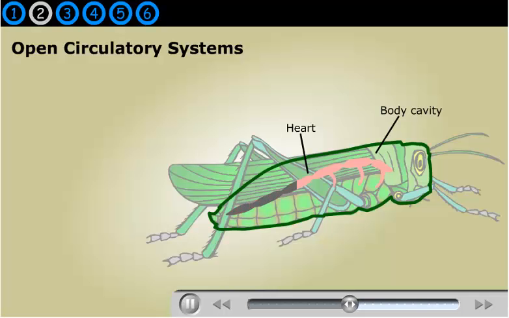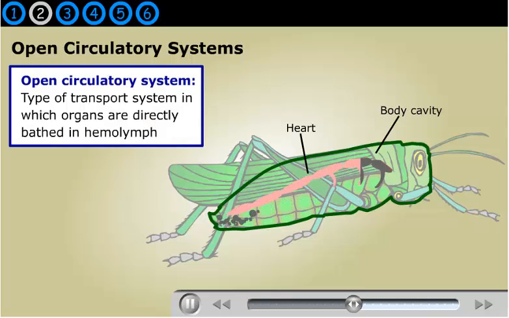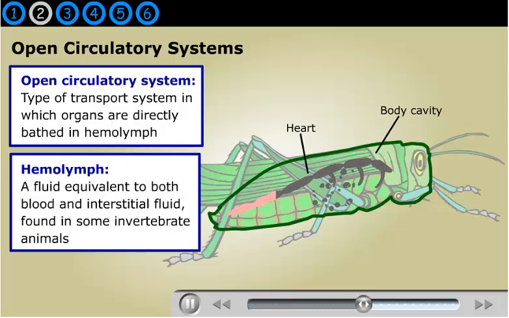Some invertebrate animals, for example insects and most mollusks, have an open circulatory system to transport food, waste, heat, and other materials. In this type of system, a tube-shaped heart pumps a fluid called hemolymph through arteries into the main body cavity, and from there it directly bathes the various organs. Animals with open circulatory systems do not have an extensive network of blood vessels that infiltrate the organs.